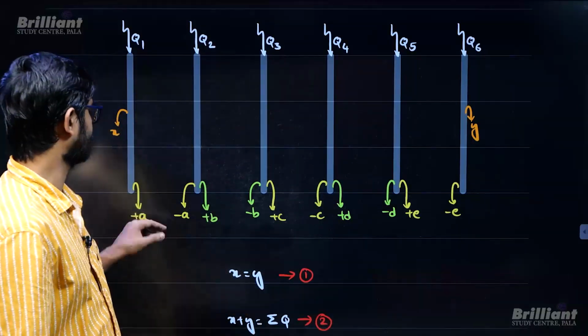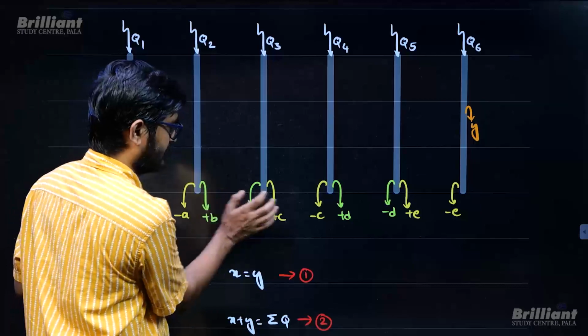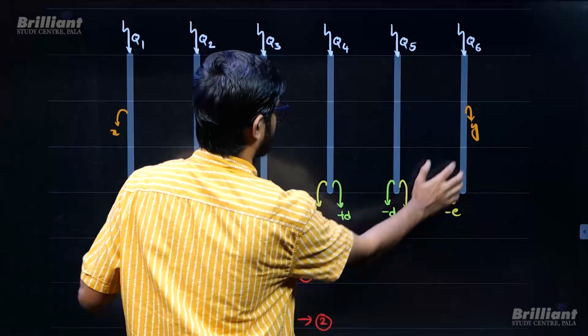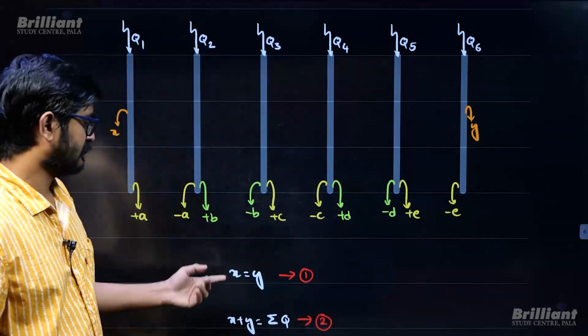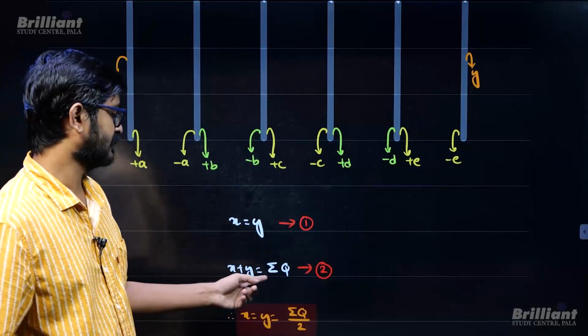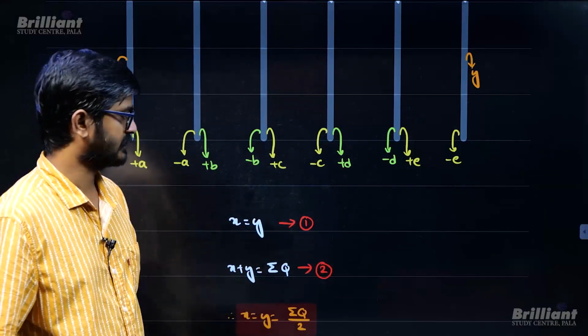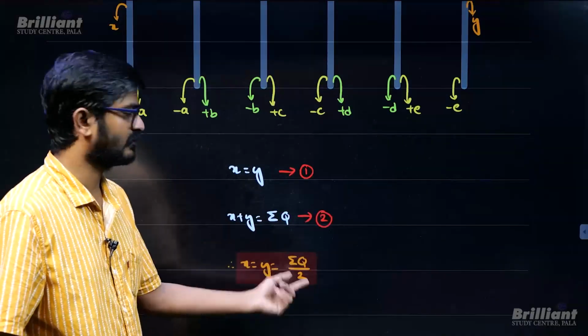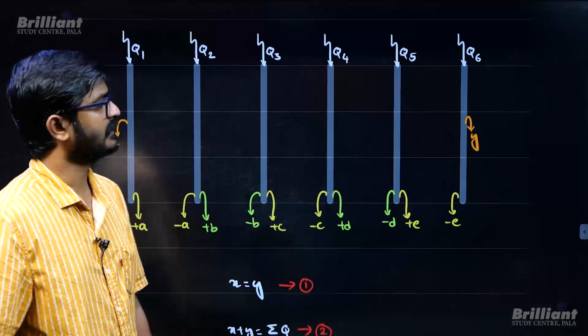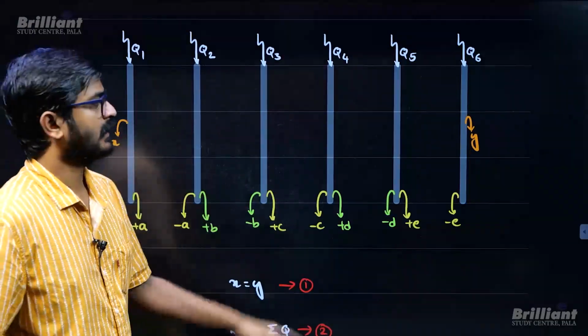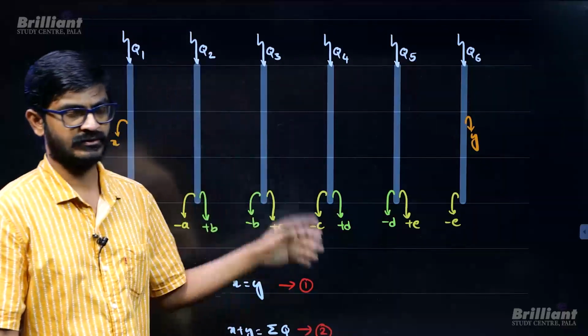And again, what is the total charge? This charge is 0, this charge is 0, and so on. So total charge is X plus Y again. So again X equals Y and X plus Y is the total charge. When I solve for this, I will get X equals Y equals half of the total charge. So from here we understood, if we know the total charge, the outside plates will have half of the total charge.